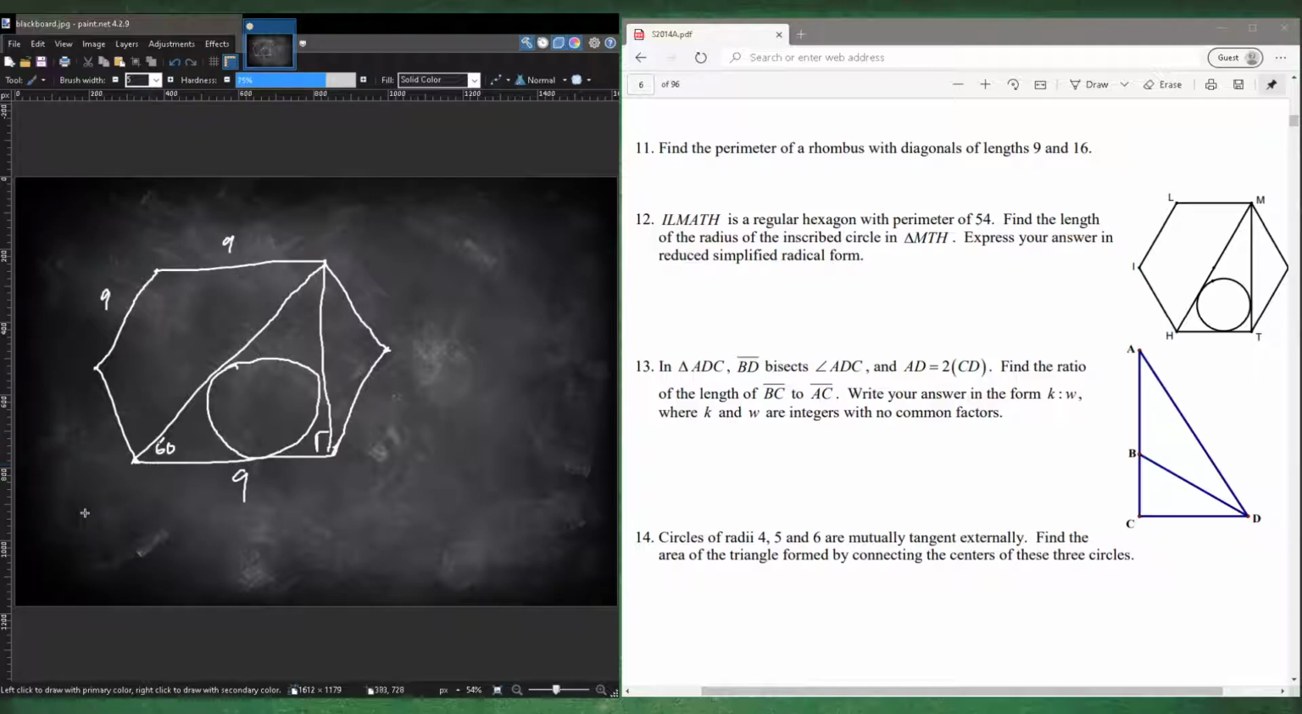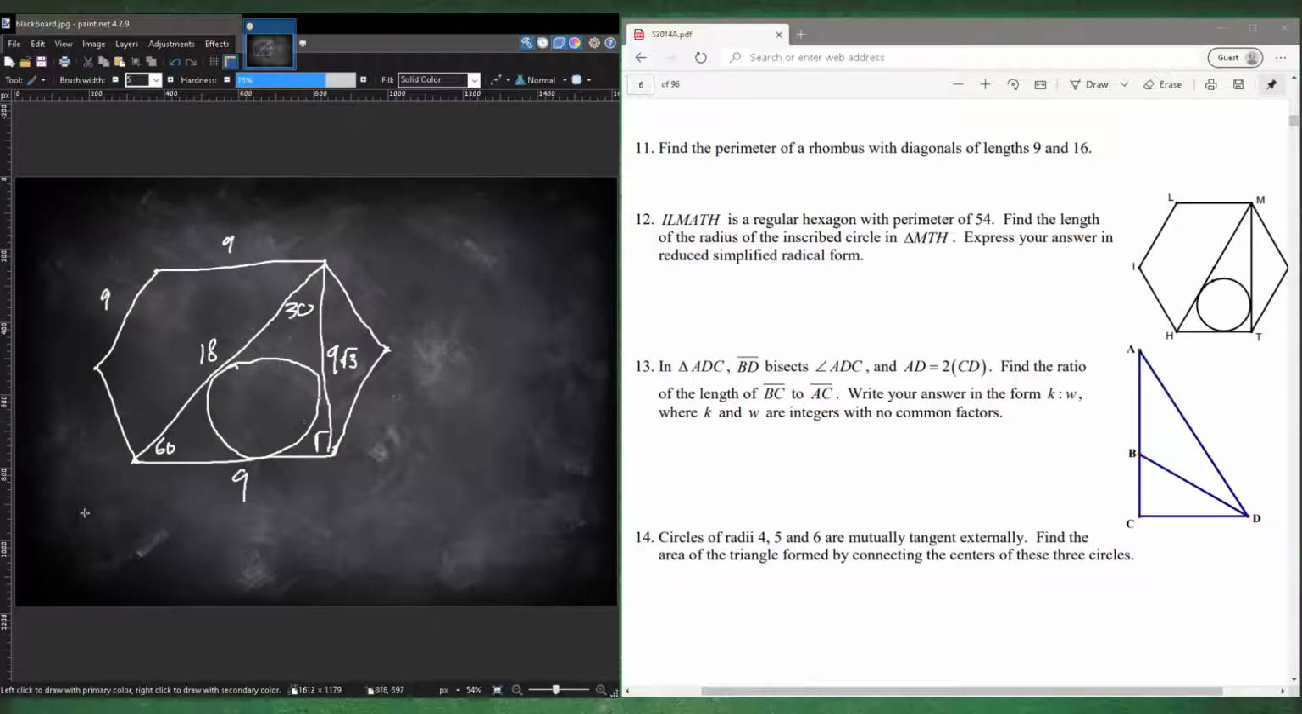So if the angle of a hexagon is 120, that means this angle right here is 60 because it's cut in half. So since this is 90 and this is a triangle, that means this is 30. So it's a 30-60-90 triangle. So opposite of the 30 is 9. Opposite of the 60 is square root 3 times the 30 side, which is 9 square root 3. And opposite of the 90, which is our hypotenuse, is just 2 times our 30 side, which is 18.